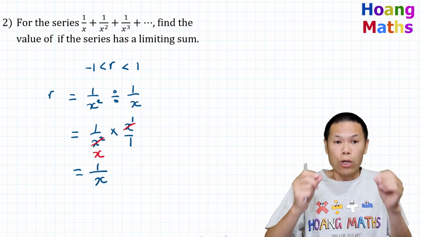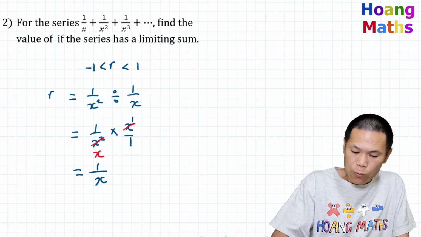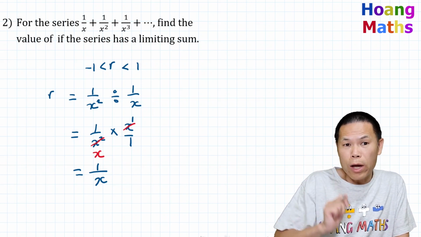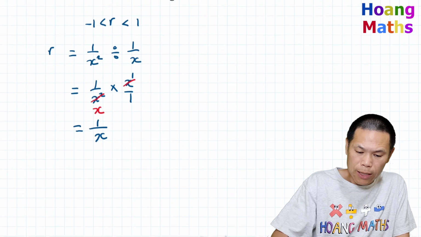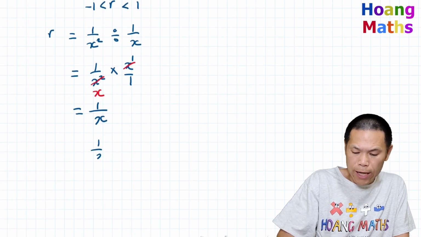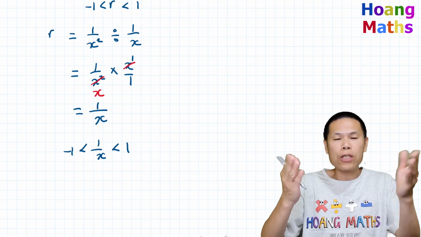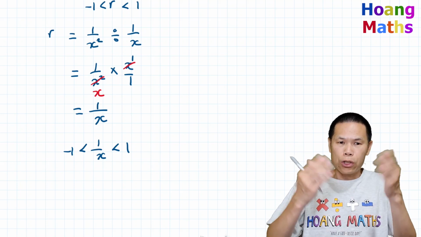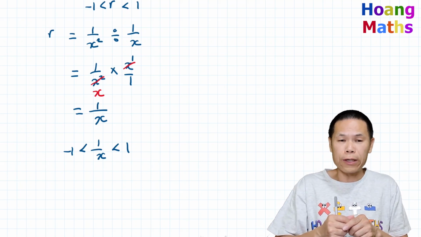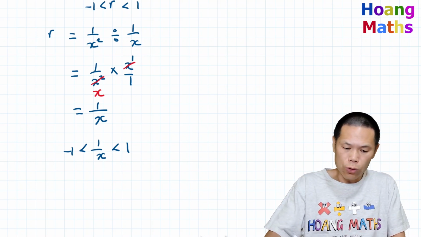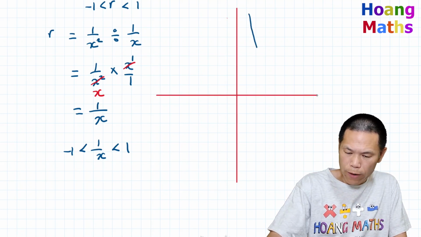So there you go. This means that we know r is between -1 and 1. So this means that 1 over x is between -1 and 1. Rather than solve this algebraically, I can just solve this graphically, which is easier, that's all. So this is 1 over x.